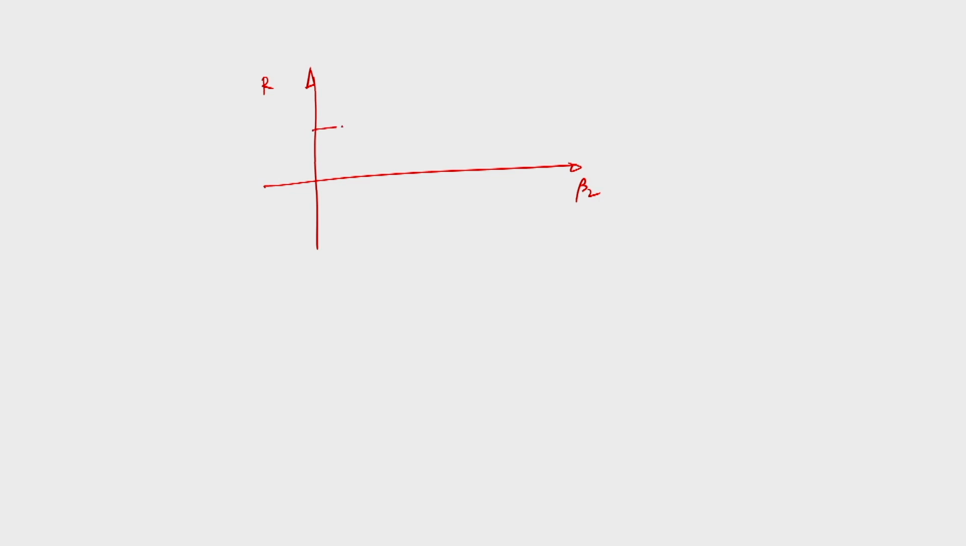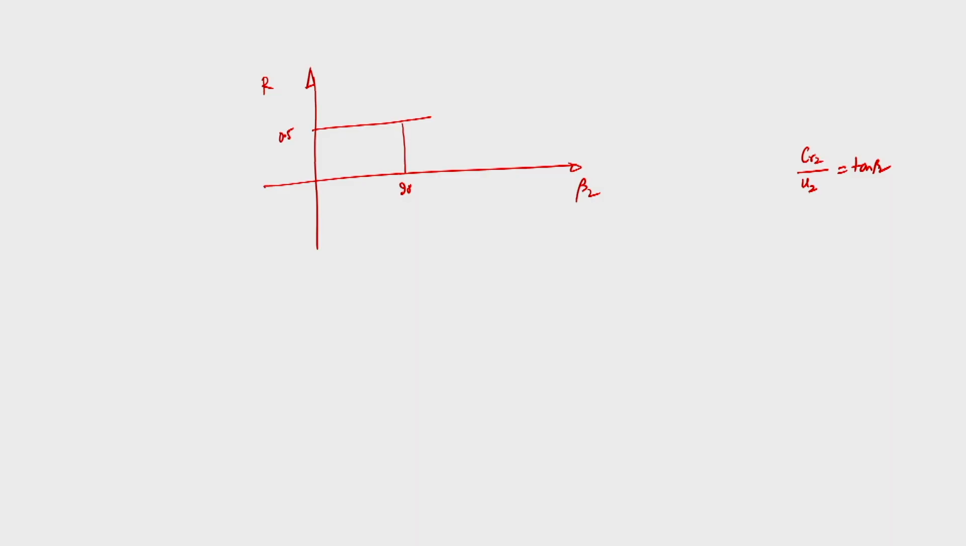So, we have seen that for r equal to 0.5, this beta is equal to 90 degrees. Now, depending upon the magnitude of CR2 by U2, which is tan beta 2 or cot beta 2, whatever you say, CR2 by U2 is equal to tan beta 2. So, depending upon the magnitude of CR2, the flow velocity divided by the tangential velocity, called the flow coefficient at the outlet, we can obtain several values of the degree of reaction like this. So, if I plot it now, it will be like this.